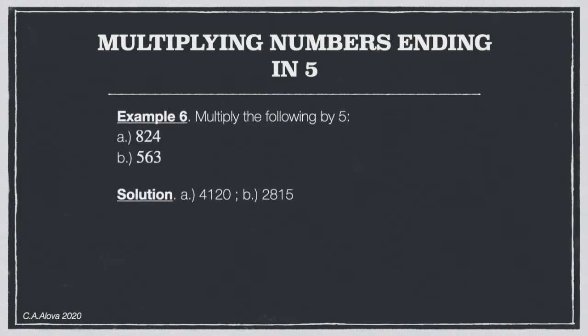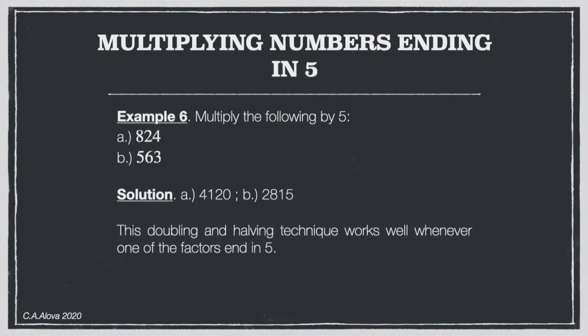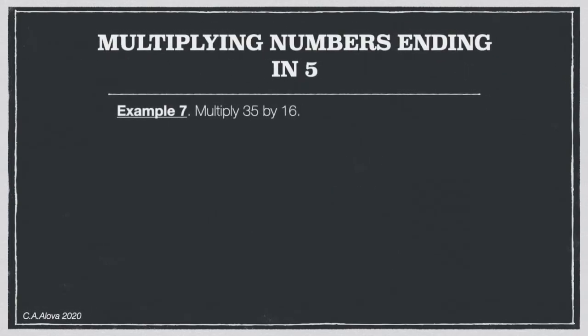So continuing in this manner, we have 4,120 and 2,815. Take note, this doubling and halving technique works well whenever one of the factors ends with 5, provided it ends with 5. That works pretty well. For example, we have to multiply 35 by 16.